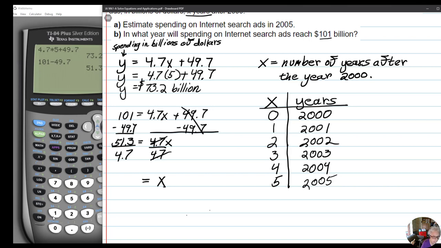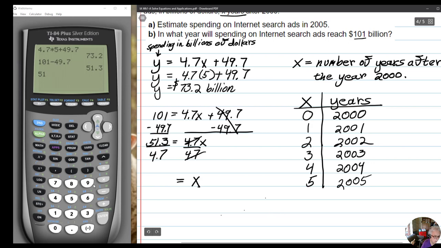Let's find out what that is. 51.3 divided by 4.7. Is that ugly beastie right there? 10.9. Well, we're supposed to round to the nearest whole number. Please remember that all the numbers to the left of the decimal sign are whole numbers. All the numbers to the right are fractions. They're decimals. They're not whole numbers. This 9 is going to cause that 0 to round up to a 1. So we're going to round this to 11.